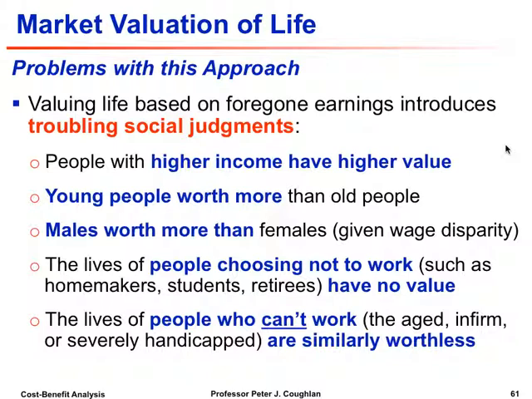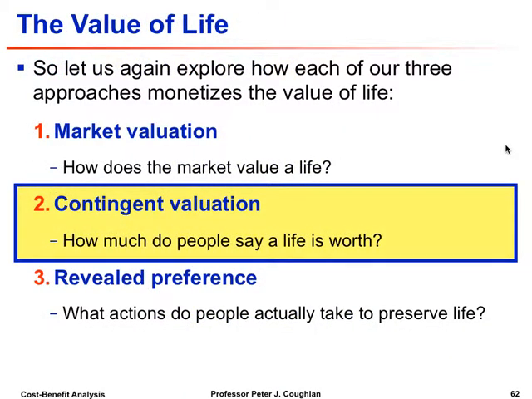What about people who choose not to work? What about homemakers, students, retirees? They're worthless, right? If you're going to run over somebody, run over a retiree, right? Because the court will say, well, by the foregone earnings method, there's no real damage there. And similarly, what about people who can't work? What about older people, people who are handicapped, people who are sick, who can't work? By this method, their lives are in fact worthless. So that's the market valuation.